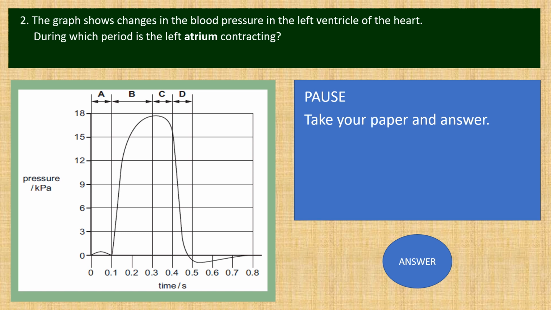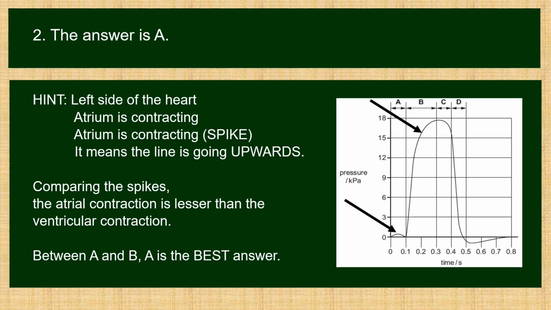Question number 2. The graph shows changes in the blood pressure in the left ventricle of the heart. During which period is the left atrium contracting? Check the graph. Is it in A, B, C, or D? Click pause, write your answer, and when you're ready, click play. The hint in this question is it states left side of the heart. Atrium is contracting.